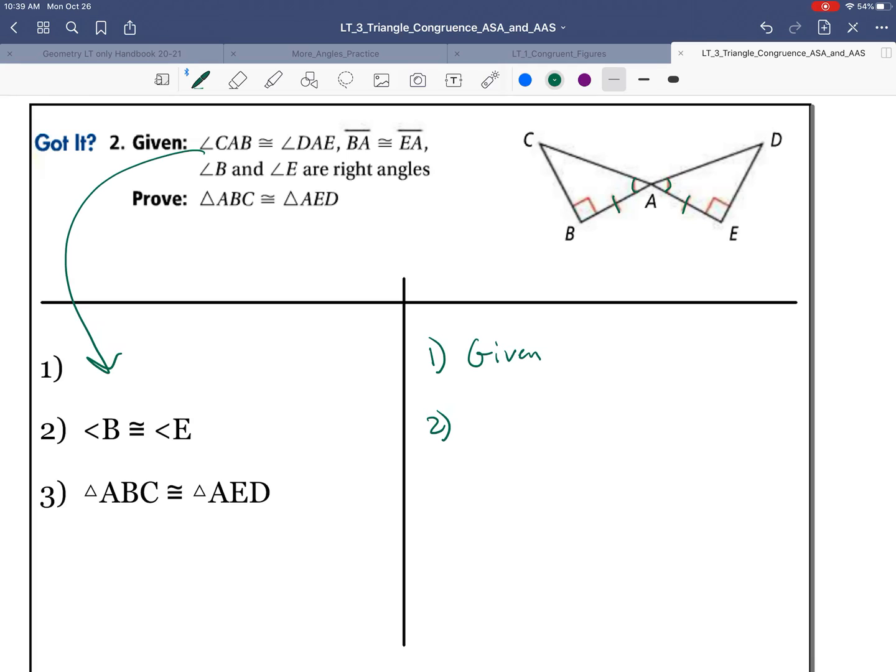What allows us to say angle B congruent to angle E? Well, I'm given that they're both right angles, and we know that all right angles are congruent. It's actually one of the theorems we went through, and I said please don't waste memory space, because it is something we already know. All right angles are in fact congruent. Now, knowing that these two angles are congruent, do we have a shortcut way to prove the two triangles congruent? We do. We have angle side angle.